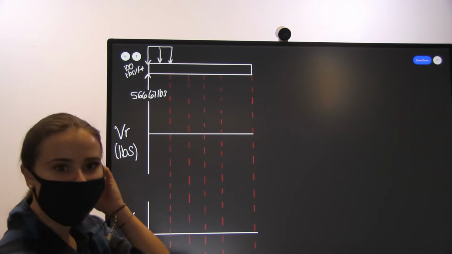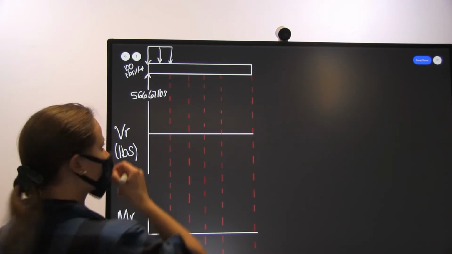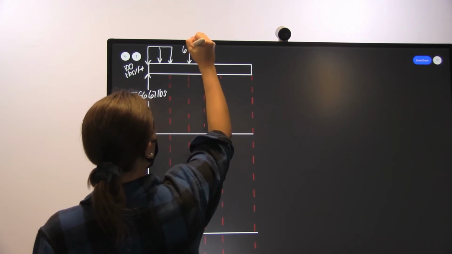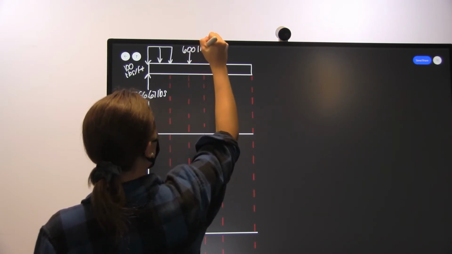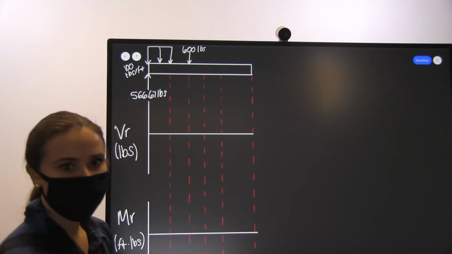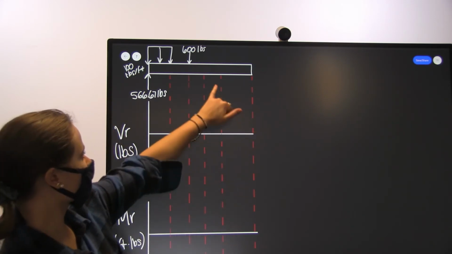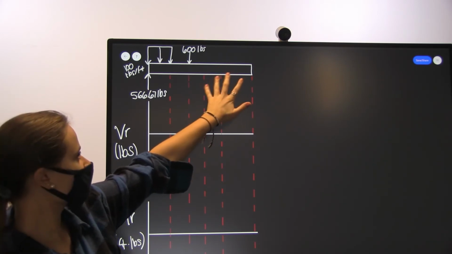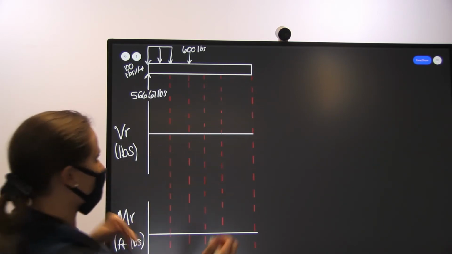And then we have from there our 600 pounds, this downward force, 600 pounds. And there we have our next section, where we have 2 more distributed loads and the upward force here. So we'll draw those.